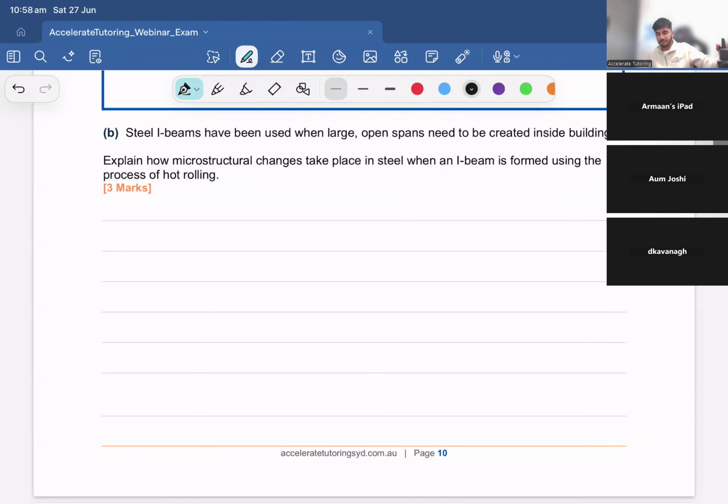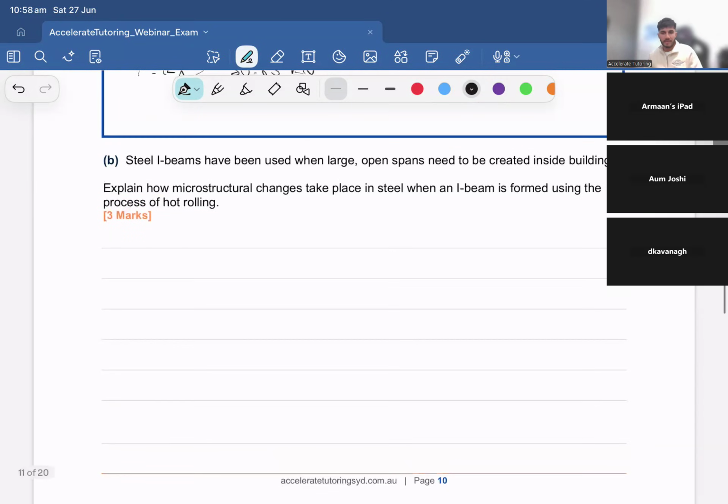So realistically for this question, first step is explaining very briefly what the process of hot rolling is. The second part is explain what changes it makes, and that is kind of broken down into 2 extra marks. So does someone want to type into the chat or unmute themselves and say what the answer for this question would be? It's asking us to explain how the microstructural changes take place in steel when an I-beam is formed using the process of hot rolling. Anyone want to try answering that question? All right. We have a response.